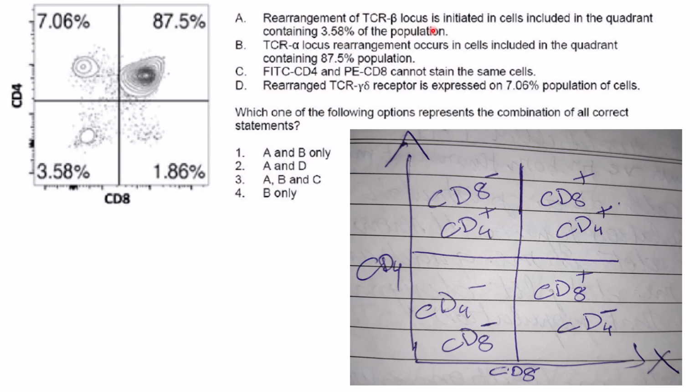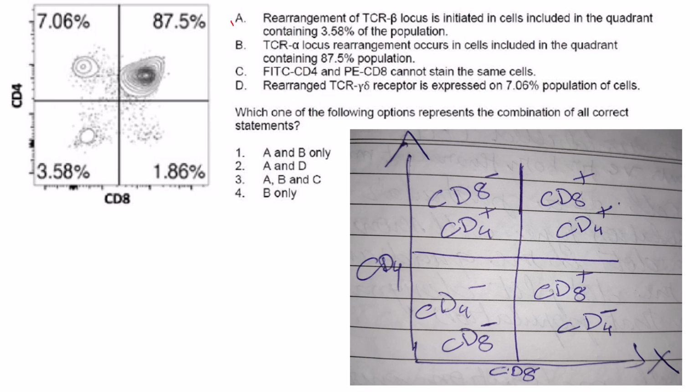Rearrangement of TCR beta locus is initiated in cells included in the quadrant containing 3.58% of the population. That is 3.58 shown in this quadrant, and I showed you this quadrant is negative for CD4 and CD8. So they are CD4 minus CD8 minus cells. Those cells will show beta chain rearrangement of the TCR. I already told you beta chain rearrangement takes place during the double negative stage. Okay, so this is correct. So A is correct.